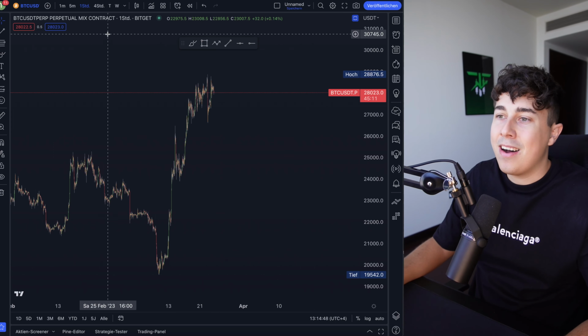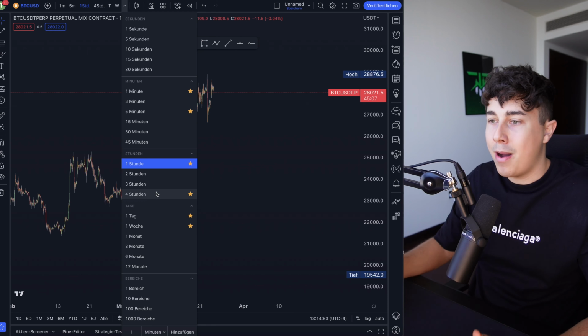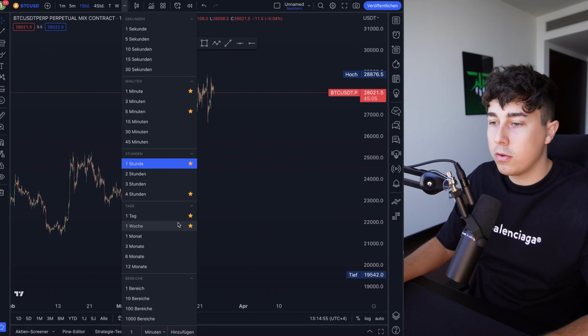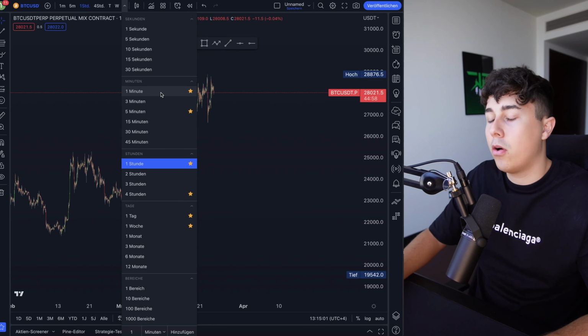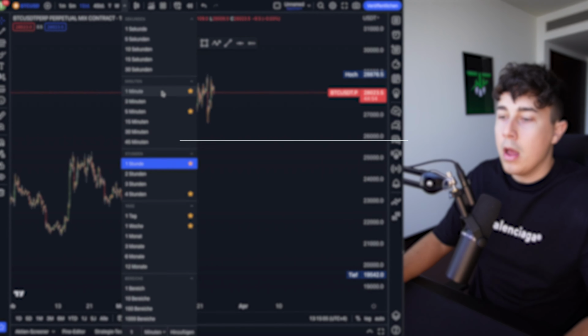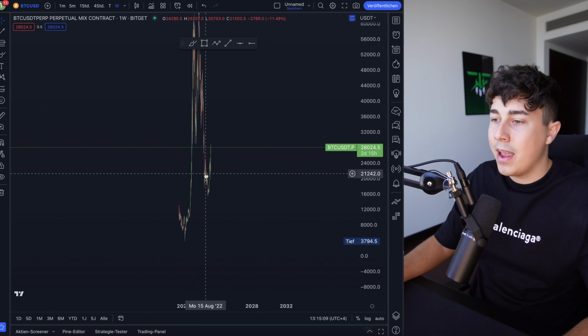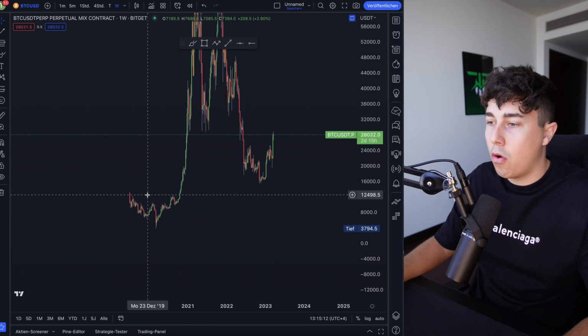Before we start, we go to the time frames, and here you see that I already marked my favorites. Today we want to focus on the weekly chart, the daily chart, the 4-hour chart, the 1-hour chart, the 5-minute chart, and the 1-minute chart. These are the time frames I'm using all the time. First of all, I start with the weekly chart, and there I want to show you how I go on in this chart.